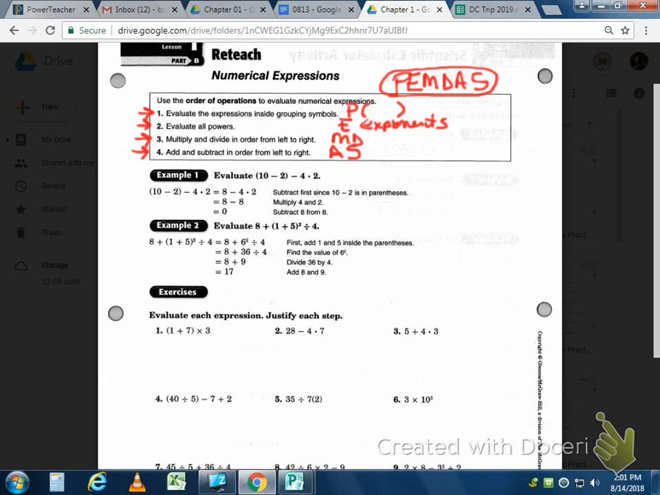If I look at the second example, well, there's a parentheses, 1 plus 5. So they go ahead and do that and they get 6. They go ahead and do the exponent because there's an exponent, 6 squared. That's why they get 36. If you look at 8 plus 36 divided by 4, well, there's a division. Division has to happen first. So 36 divided by 4 is 9. And then finally, 8 plus 9 is 17.